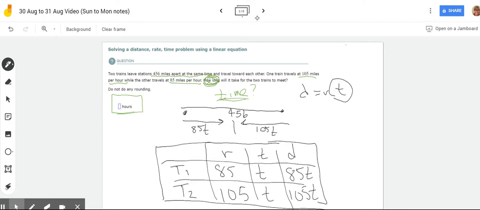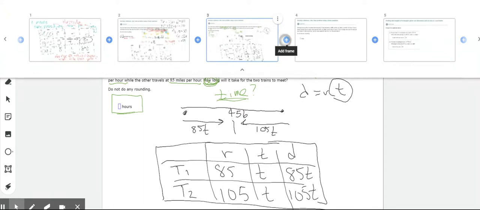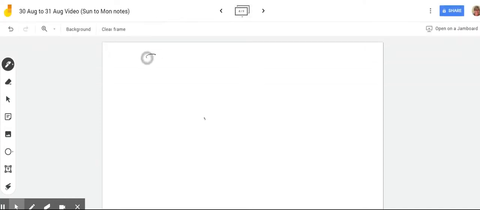So I'm just going to go ahead and write that on another page. Okay, so I'm going to do this. Come on, honey. Okay, I'm going to add a page real quick. Okay, so we got 85T plus 105T equals 456. Okay, you add them together, you're going to get 190T equals 456.